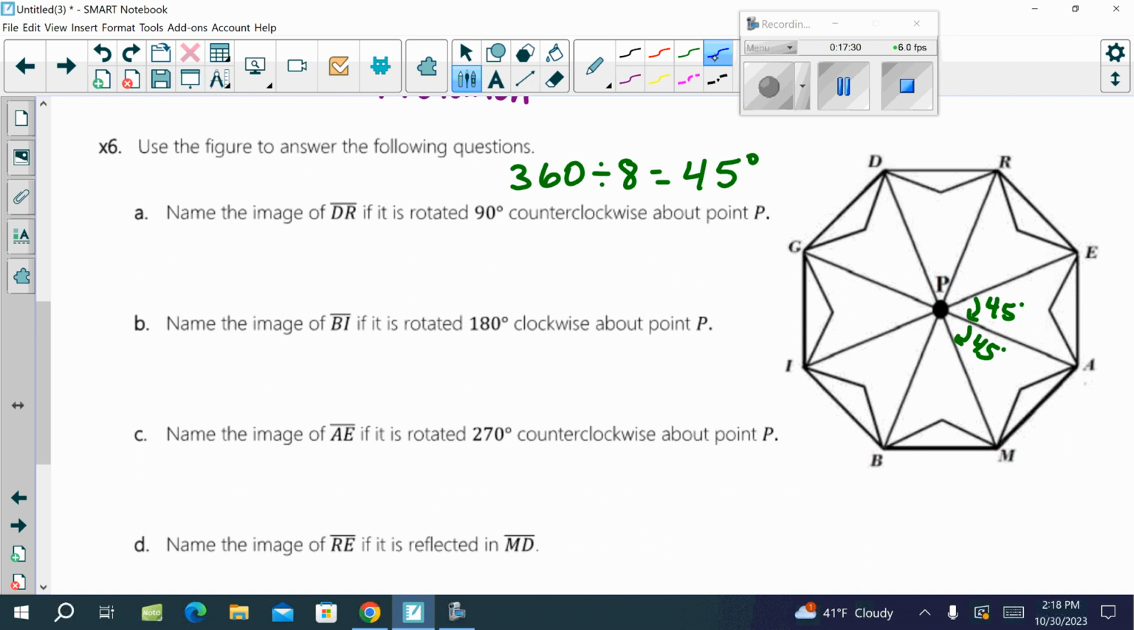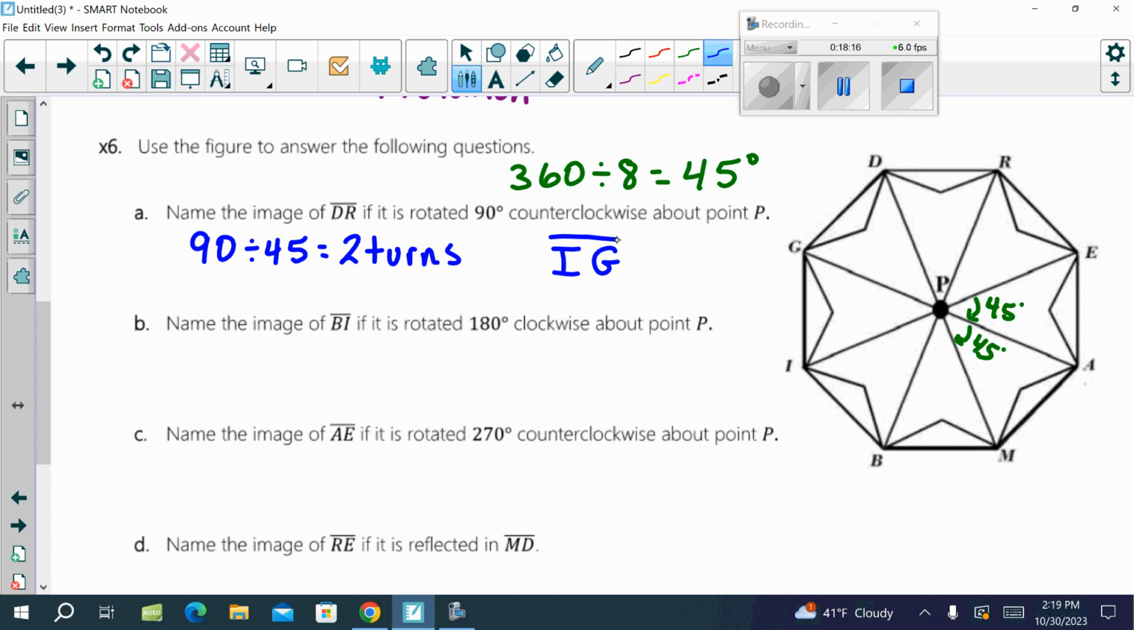Name the image of DR rotated 90 degrees counterclockwise about point P. So how many turns is 90 degrees? 2 turns, right? So 90 divided by 45 degrees equals 2 turns. So if we start at DR and we want to go counterclockwise, which way are we going? This way, to the left. So DR, 1, 2, ends up where? IG. Here we go. Any questions there?